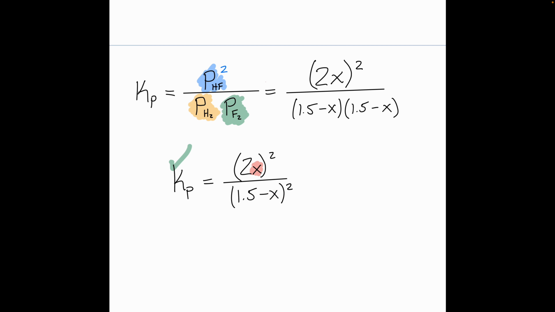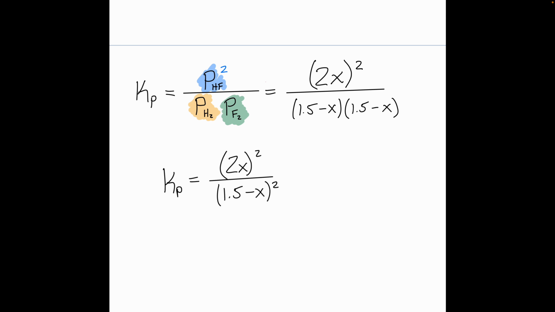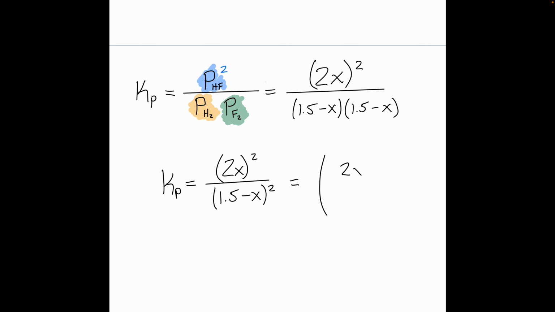We know that value of Kp. Some people like to plug in the value of Kp right now, make it 73.4. I don't love that. I would much rather leave it symbolic, and so that's what I'm going to do, but it's the exact same steps here. Okay, so again, a little bit of algebra to get there, but our goal here is to solve for x. One of the things that we're going to do here is use the fact that since we have the same exact exponent on the top and the bottom, this is the same thing as 2x over 1.5 minus x all squared.